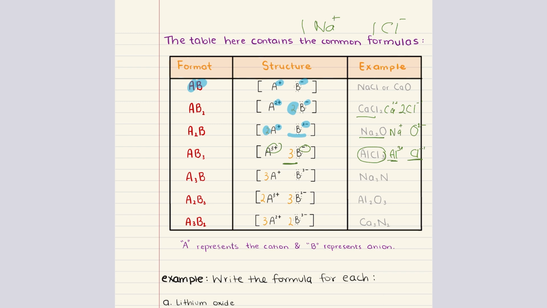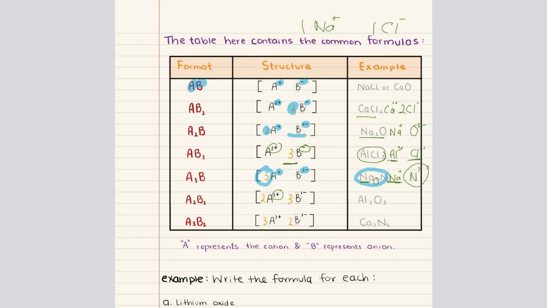If you have a +1 cation to a 3- anion, then in this case, you're going to need 3 cations per every anion. An example of this is sodium nitride. Sodium forms a +1 cation. Nitrogen forms a 3- anion. You will need 3 sodium cations to balance the charge of a single nitride anion.